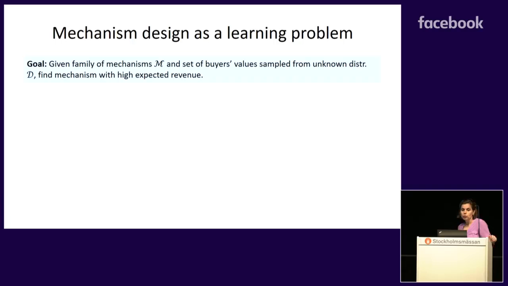And so we fix a problem that we want to solve, and then we fix a parametric family of mechanisms that is commonly used in practice for this problem, or that we hope will do well for this problem. And then we take a sample, as Tuomas described, from the unknown distribution over the bidder values for various subsets of the items. And then we use these samples in order to find the mechanism that we hope will have high expected revenue with respect to the fixed unknown distribution.